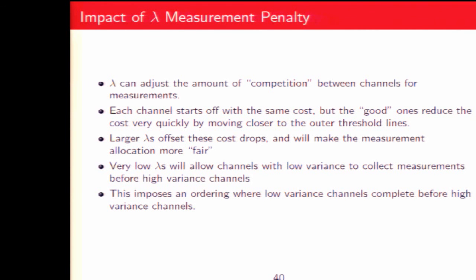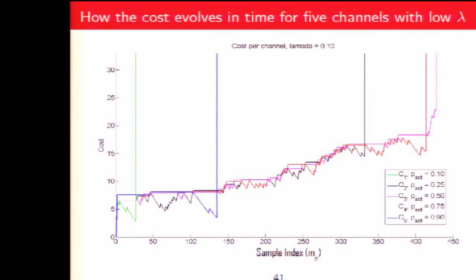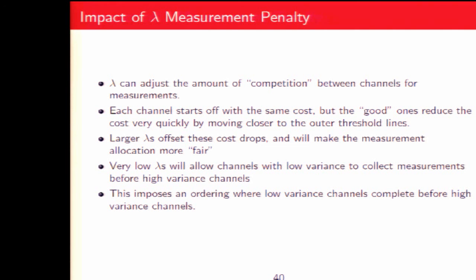So I described how the projected distance works. Let's talk a little bit about what this measurement penalty is. What the measurement penalty does is it controls fairness of distribution. If the measurement penalty is high, the distribution is more fair because channels have to have a cost buffer to prevent competition. Whereas if the measurement penalty is low, channels can generate more cost reduction than the measurement costs them to take.